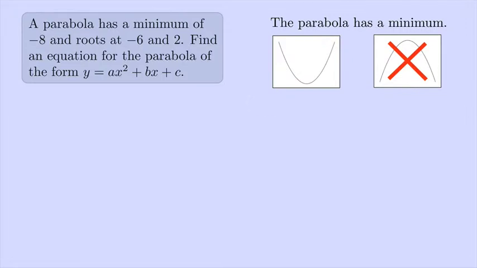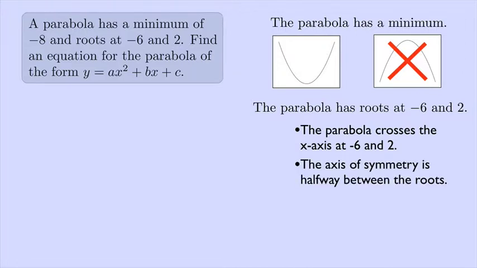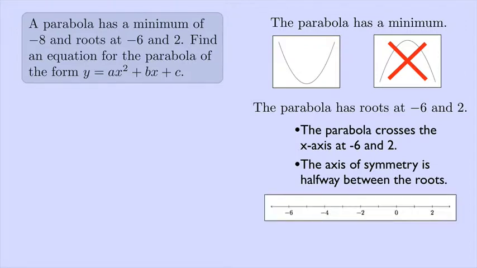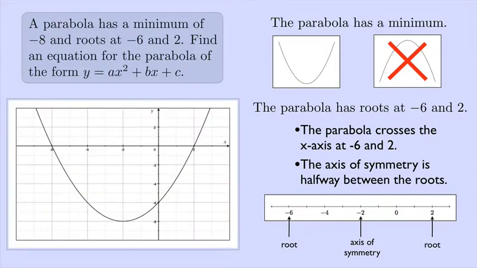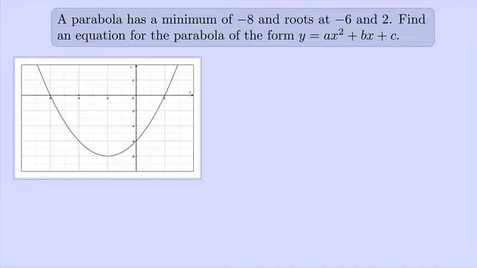The parabola has roots at -6 and 2, so that tells us that the parabola crosses the x-axis at -6 and 2. The axis of symmetry must be halfway between these two roots. So if I have one root at -6 and another root at 2, halfway in between those would be at -2. So I must get a parabola that looks something like this. Okay, so that's great, but we want to find the equation of this parabola.